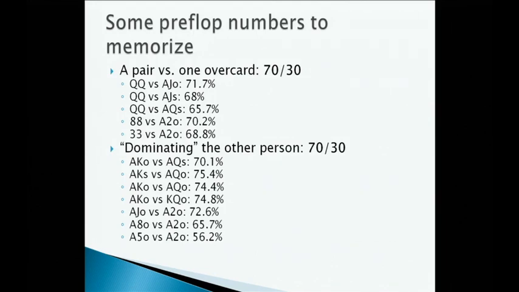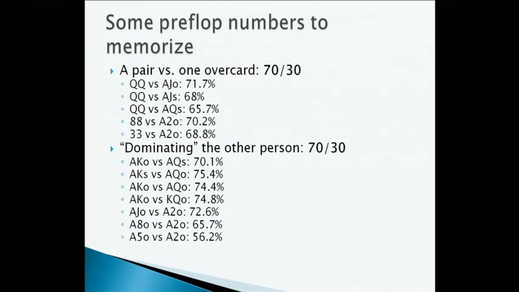Okay, the next few categories. One pair against one overcard. So you're still a favorite, but less big of a favorite. Instead of an 80-20, you're a 70-30. So queen-queen against ace-jack off is 71.7%. Queen-queen against ace-jack suited is a bit worse. Queen-queen against ace-queen suited is actually much worse than queen-queen against ace-jack suited.